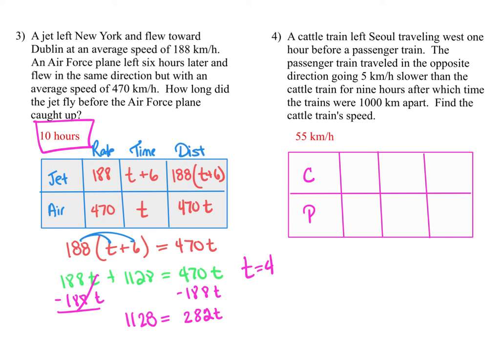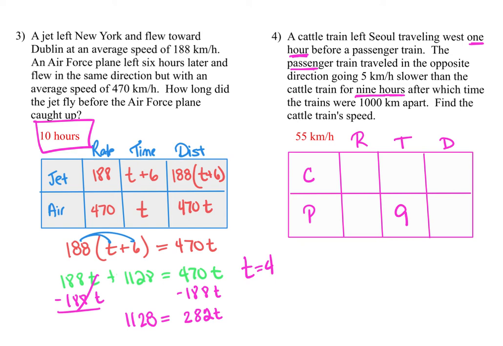So they give us a lot here. 1 hour before. So who's going to take longer? Who's been traveling longer? Well, the cattle train, 1 hour before, okay? Then it says the passenger train traveled for how long? 9 hours. So if we know that the passenger train traveled for 9 hours, and we know the cattle train left 1 hour earlier, how long did the cattle train travel?